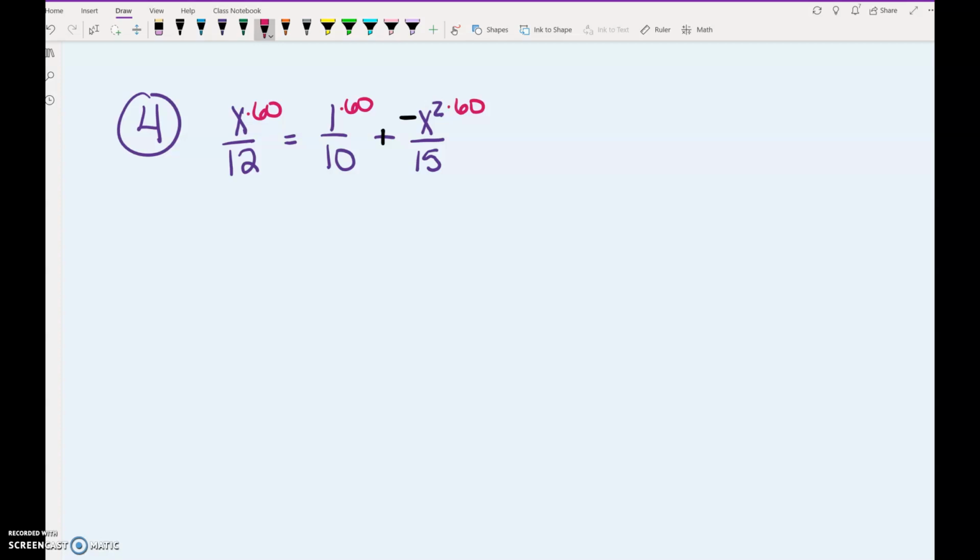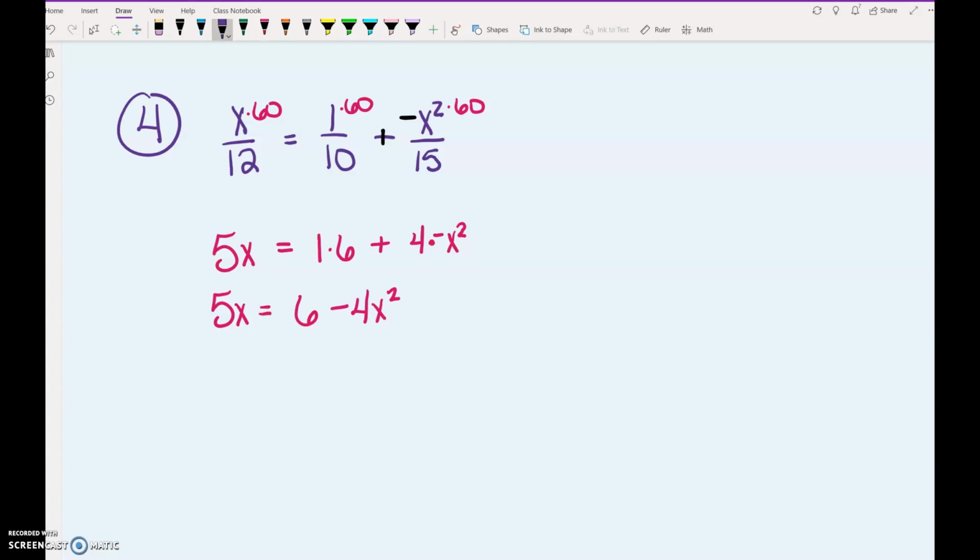Okay. Here's the cool thing that happens. This is 60x divided by 12, but because this is multiplication, we can simplify the 60 over 12. What is 60 divided by 12? 5. So that term becomes 5x. 60 divided by 10 is 6, so we have 1 times 6. 60 divided by 15 is 4, so we have 4 times negative x squared. So we end up with 5x equals 6 minus 4x squared.